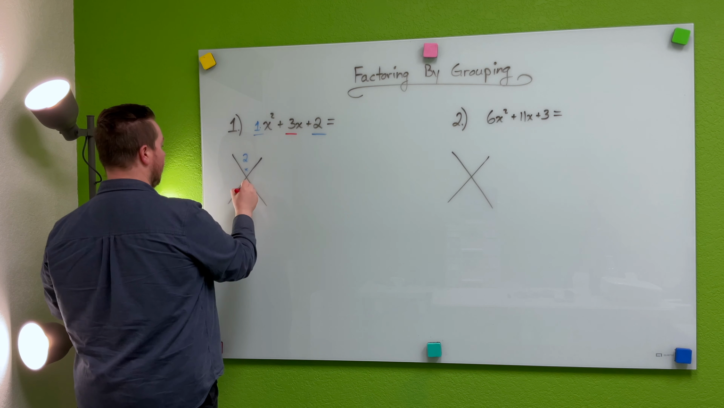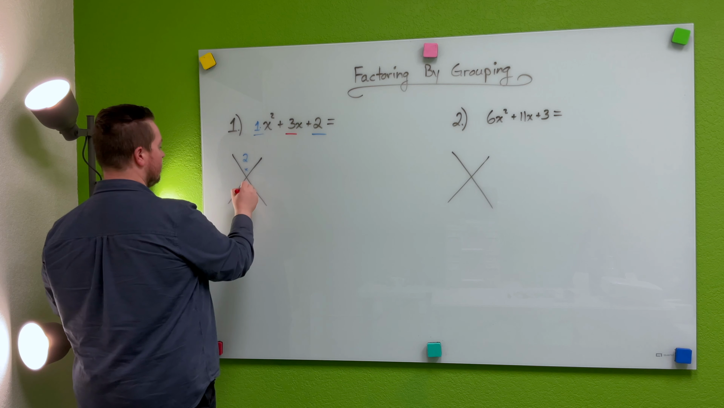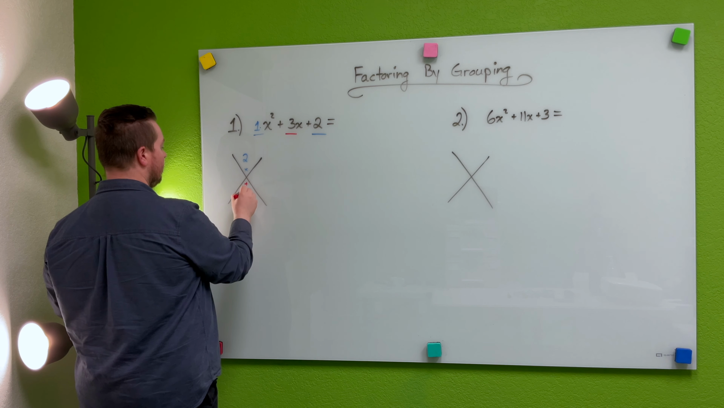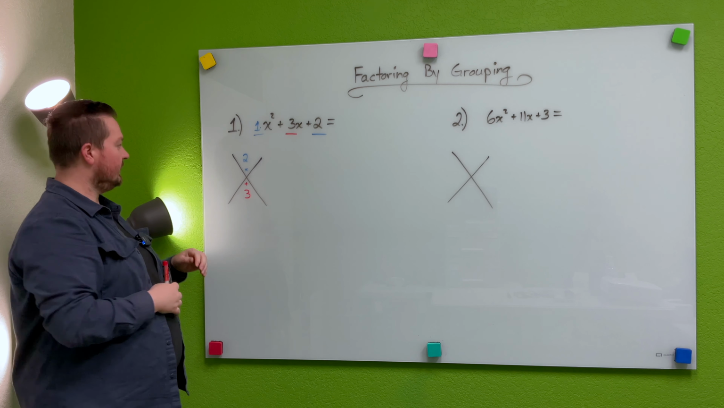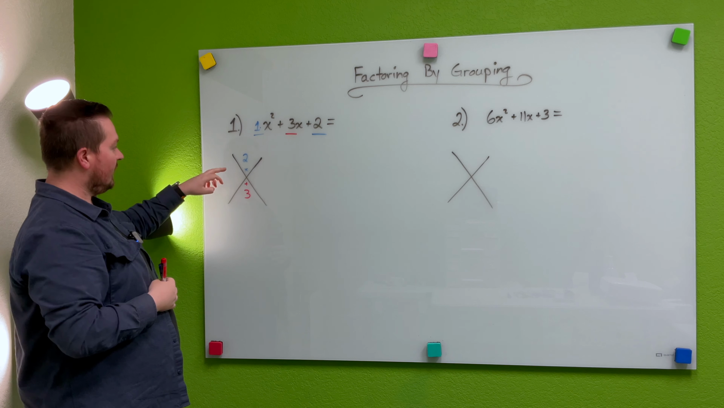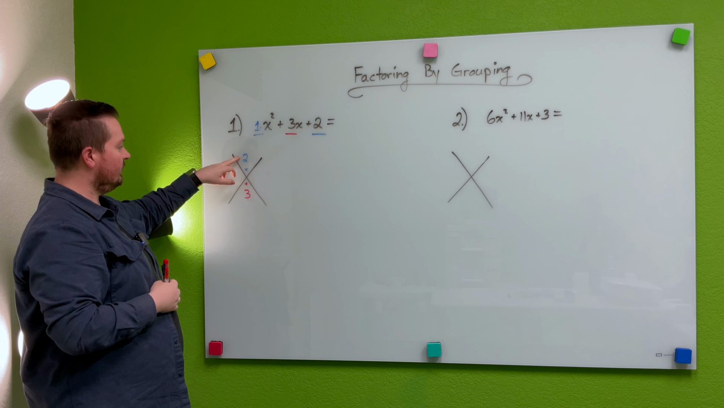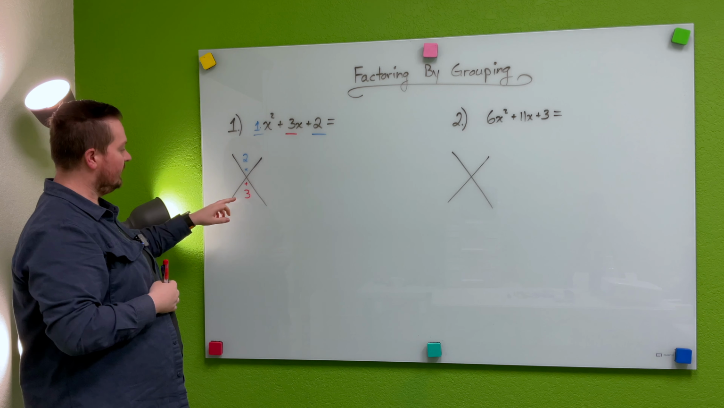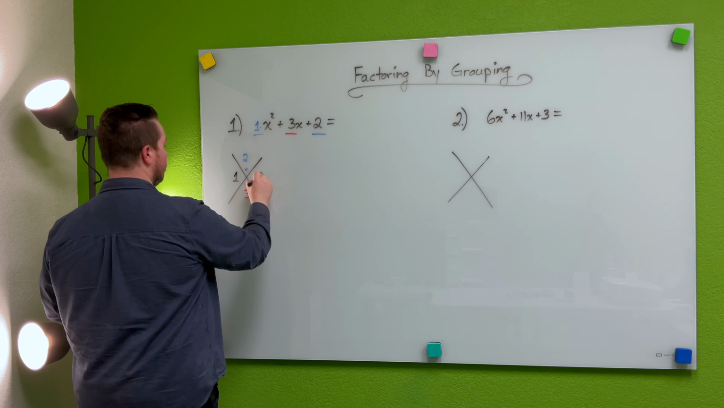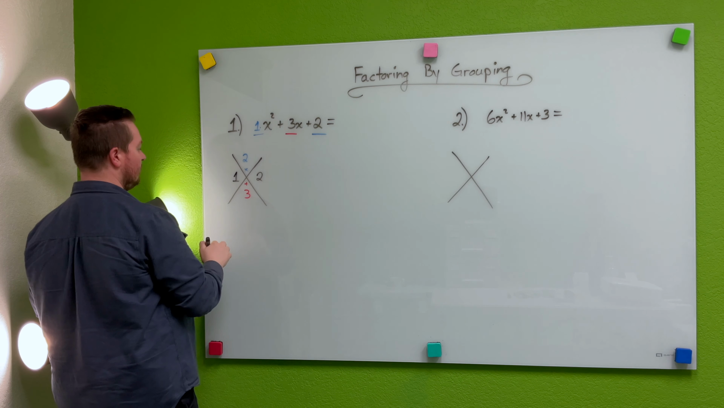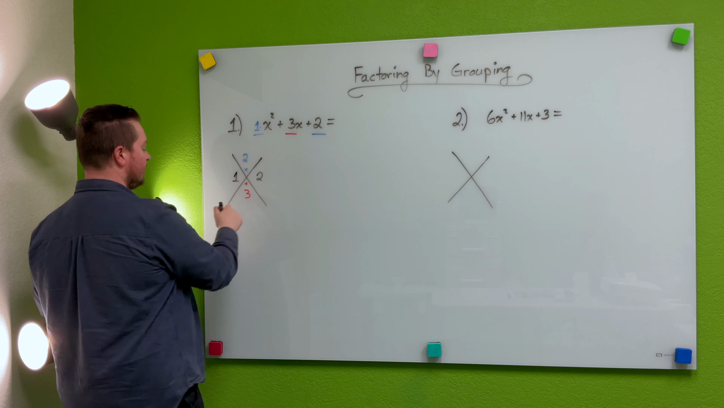So we want to ask what numbers will add up to 3. So our goal now is to ask what numbers can we multiply to get 2, but you add those numbers together to get 3. And you may realize those numbers are simply 1 and 2. 1 times 2 is 2. 1 plus 2 is 3.